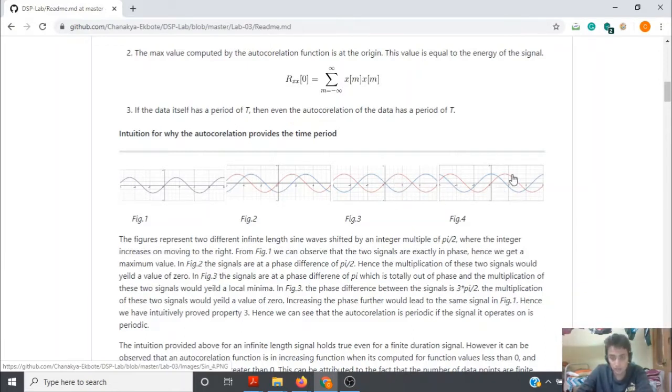Now when you shift it by 3 pi by 2, either plus or minus again, you will again get a 0 value, and when you shift it by 2 pi, you will get back the same value as you got in figure 1. So as you can see, when you transition from a period of 0 to 2 pi, you are getting a signal that is bound to repeat. So through this intuitive thought experiment, you can see that the autocorrelation will give you the time period of the original signal.